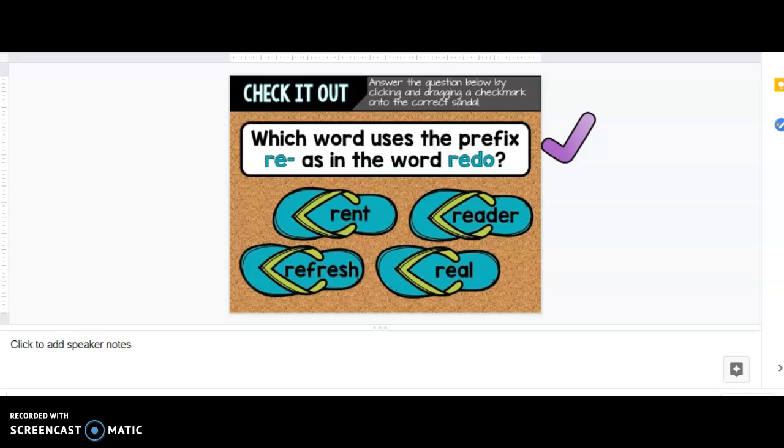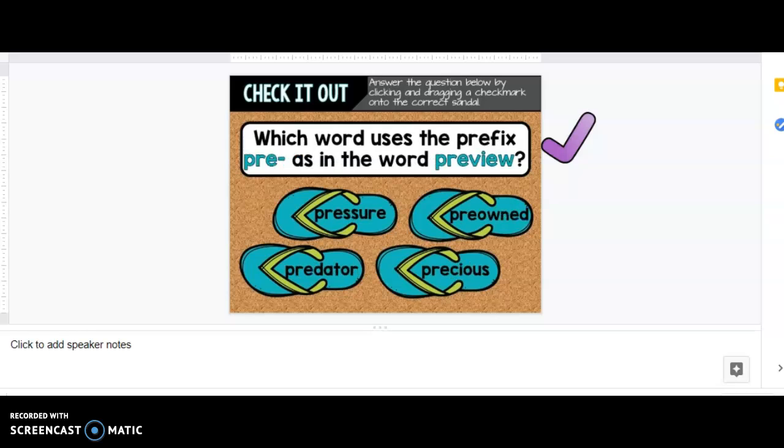You'll do the same for this slide for the prefix re. Here for the prefix pre, mis, and dis.